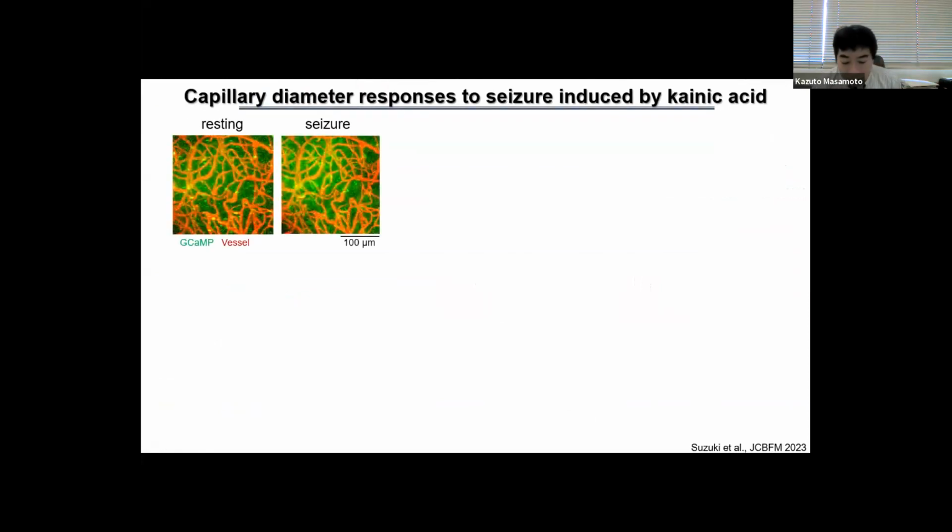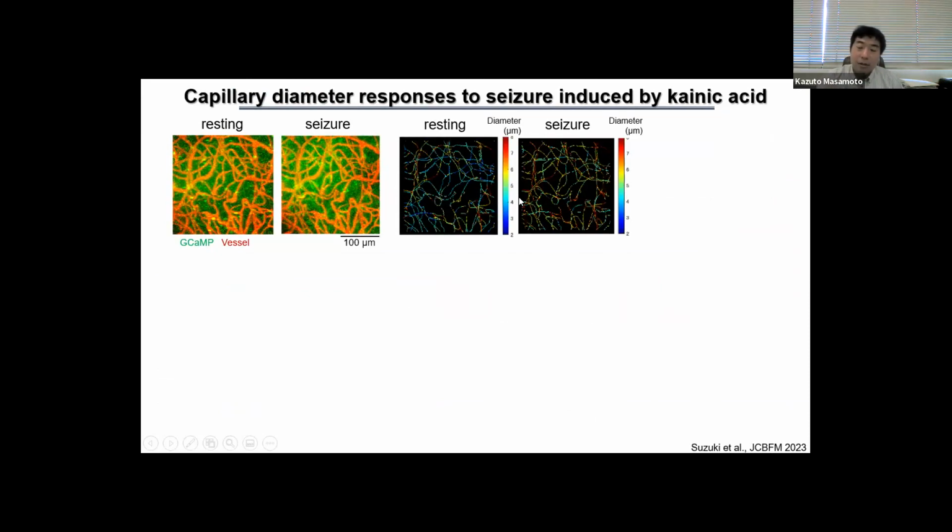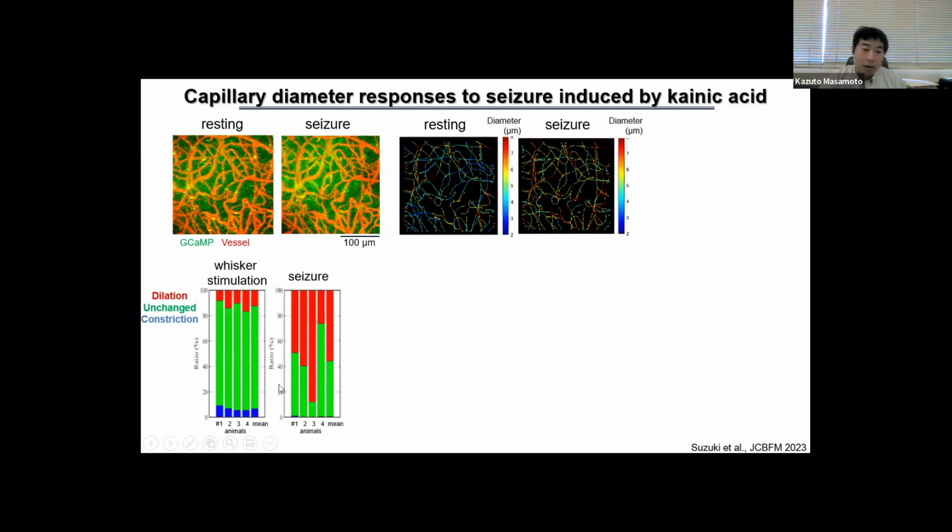So the change is small, which could be due to the evoked neural activity being small during the functional stimulation. So we enhanced the stimulation using kainic acid to cause a seizure. Actually here, GCaMP activity is high. And then you can see here, as you expected, the capillary diameter mostly dilates. This blue color is 5 micrometers, but the red color goes up in diameter. And this is for 4 animals.